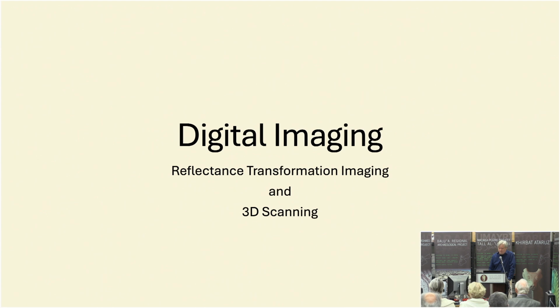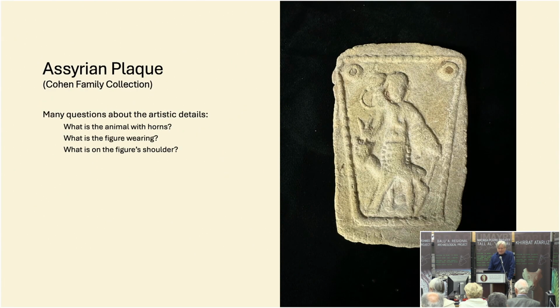We use a variety of digital imaging technologies. I'm going to use examples from the Cohen family collection, but many of these techniques are applicable to a wide range of artifacts and finds. So first I'm going to talk about reflectance. Well, let's look at this. We'll use this as an example. Take a look at this plaque, and Jennifer held it up just a few minutes ago. You can look at it a little bit later. It's on the front table here.